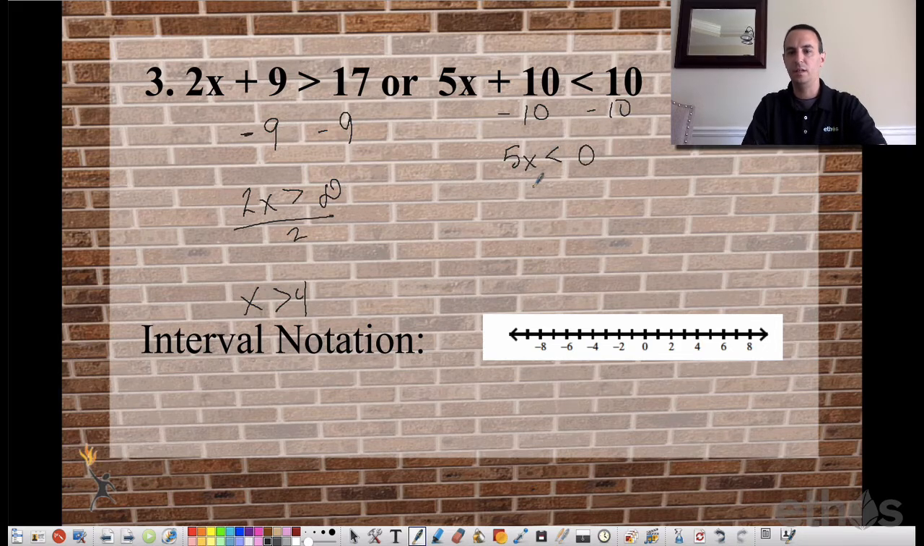Now that's perfectly fine. Don't get mixed up on one of those special case ideas, we're not going to look at those right now, because 0 can still be divided. So x is now less than 0. So now we've got two notations. We're going to say, okay, x is greater than 4, goes on forever that direction, and x is less than 0, so it goes on forever in that direction.